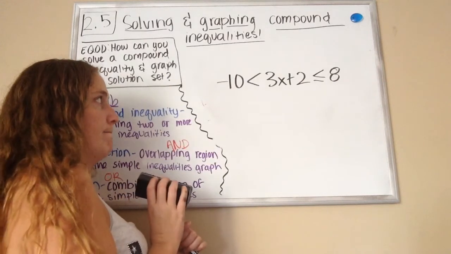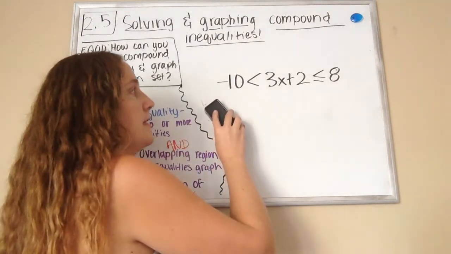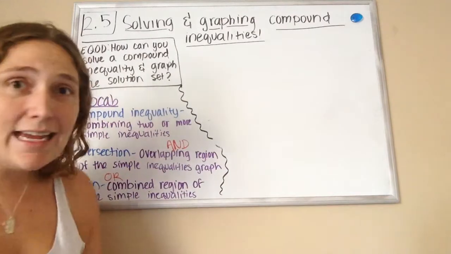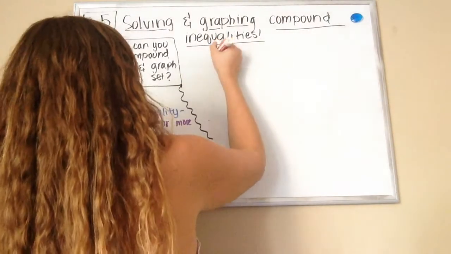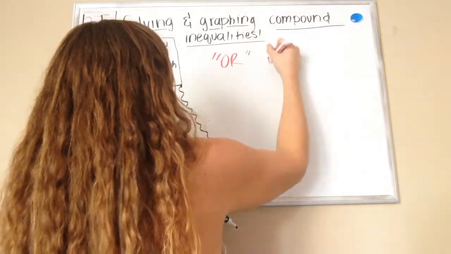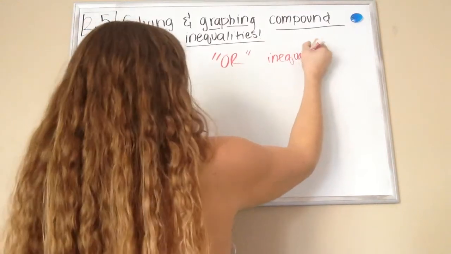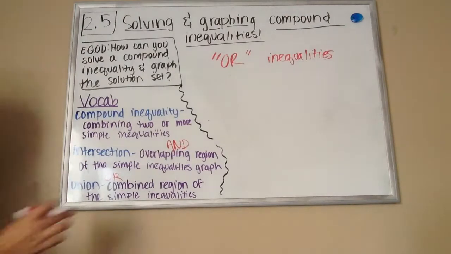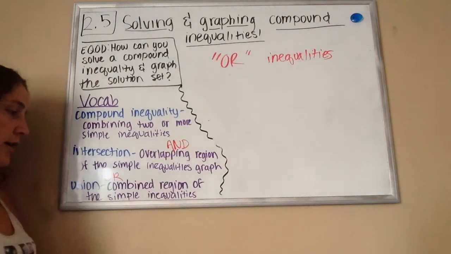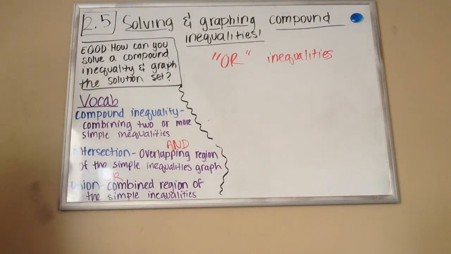All right, if you're back, I'm assuming you completed this. So that is the end of our and inequalities. So we're going to move on to our or inequalities and look at some different kinds of graphs. So our ors. The title of this is going to be or inequalities, which we talked about in our vocab as being a union. So the combined region of the simple inequalities. So there's going to be two regions in this case.